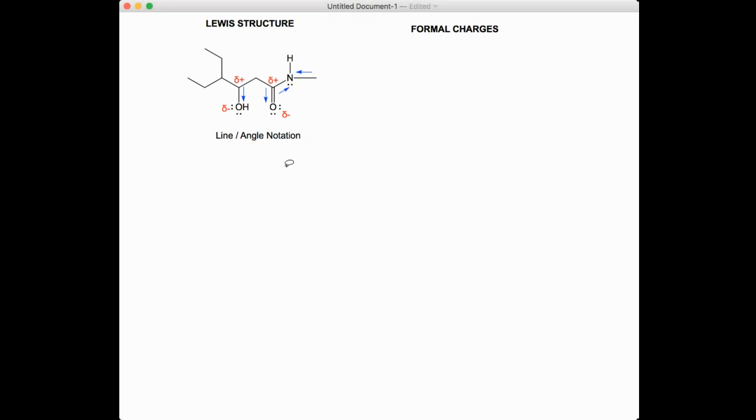Okay, so I'm going to draw now a molecule here. So to know the formal charge, you have to know the Lewis structure, okay? So I'm gonna draw a slightly different molecule here. We are gonna go over this now.